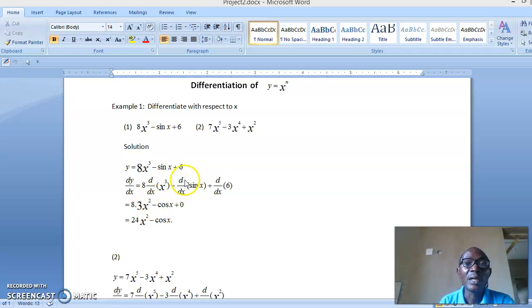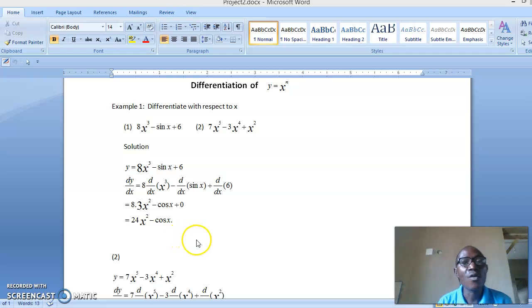So minus, when you differentiate sin x, in the later part of our videos, we shall be exposed to the techniques of differentiation of trigonometric functions. Whenever you differentiate sin x, you have cos x. Like I said, when you differentiate a constant, you have 0. So you have 8 multiplied by 3x squared, that's 24x squared, then minus cos x plus 0, which is 24x squared minus cos x.